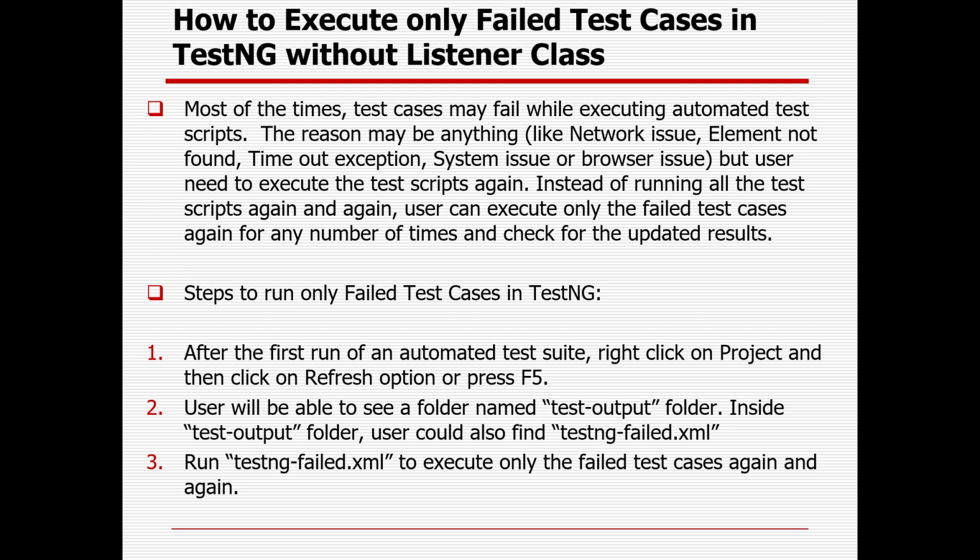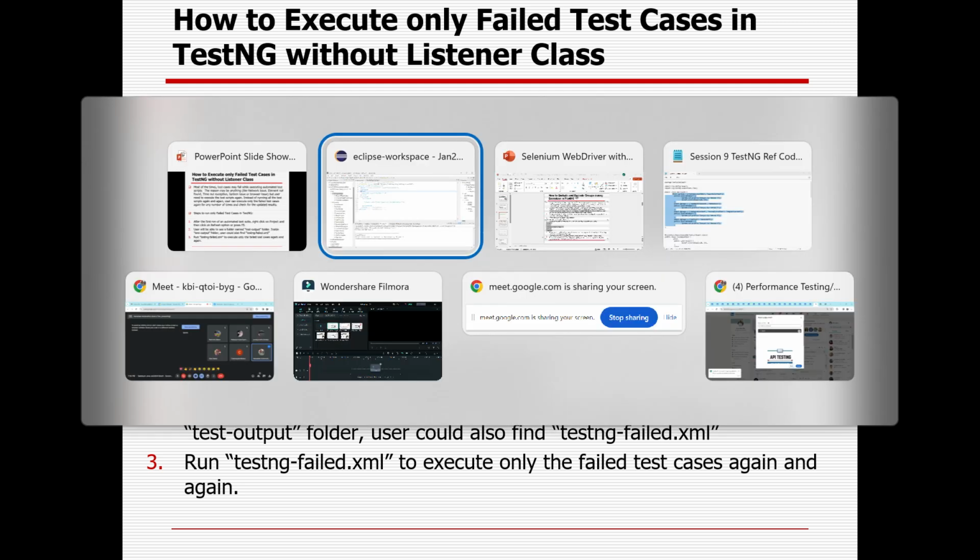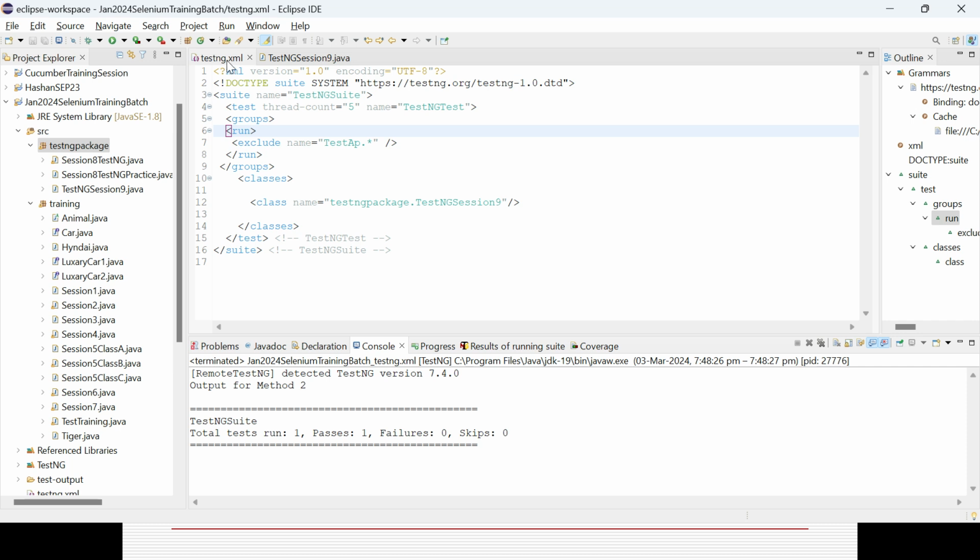Most of the time, test cases may fail while executing an automated test script. The reason may be anything like a network issue, element not found, timeout exception, system issue or browser issue. But the user needs to execute the test script again. So instead of running all the test scripts again and again, the user can execute only the failed test cases again, any number of times, and check for the updated result. So how can you deal with that approach?